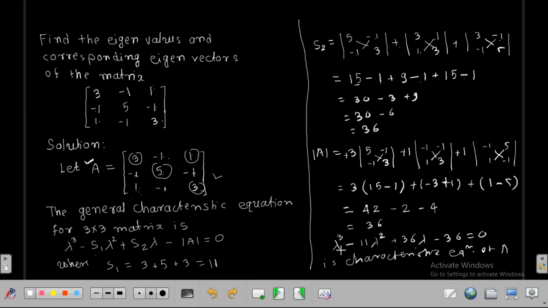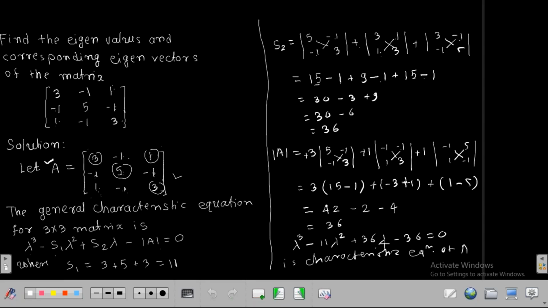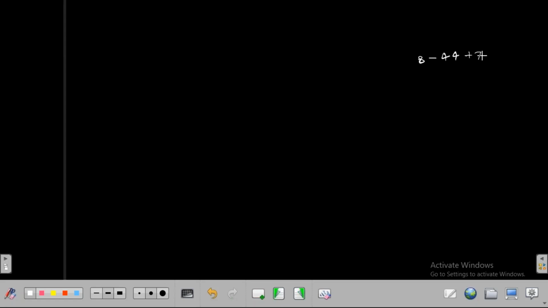So check. Put lambda equal to 2 here. So 2 cube is here 8. Then 2 square is 4. 4 into minus 11 is minus 44. Then 2 into 36, so put lambda equal to 2, into 36 is 72. Then here minus 36. Now add this. So 8 plus 72 is here 80. And minus 44 minus 36 is minus 80. So we get here 0. So that means lambda equal to 2 is the first root of the cubic equation.